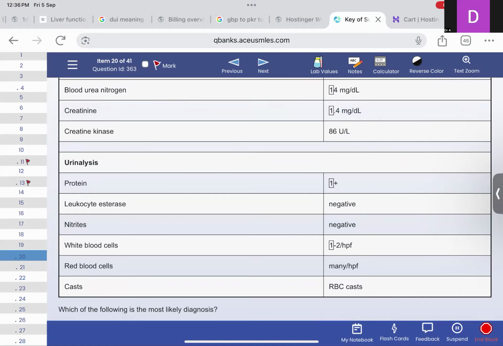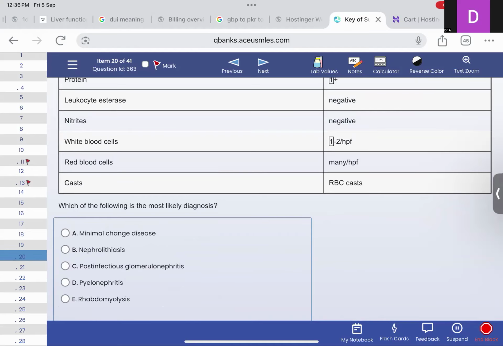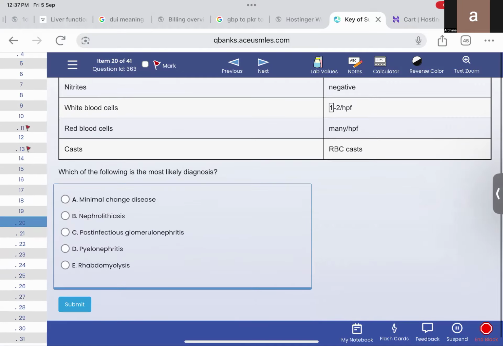Which of the following is the most likely diagnosis? Is it minimal change? No, because it's a nephritic picture, not minimal change. What about nephrolithiasis? No, no. What about pyelonephritis? No.